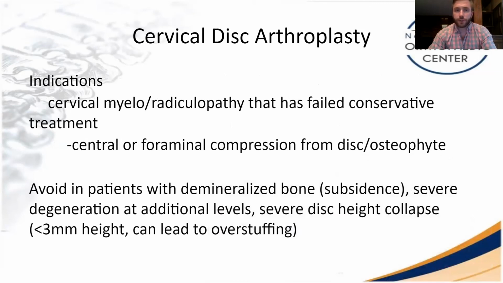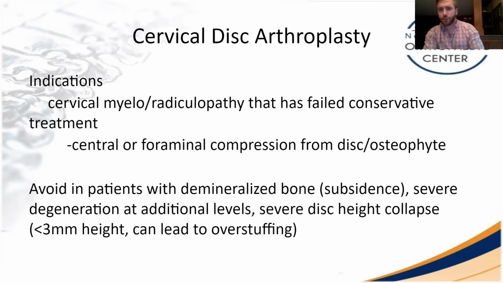So when to do a cervical disc arthroplasty? Usually this is for patients who have either myelopathy or radiculopathy that have failed conservative treatment. They either have central stenosis from a disc herniation, they have foraminal stenosis from a disc herniation, or an osteophyte, a bone spur putting pressure on the nerve as it exits through the foramen.